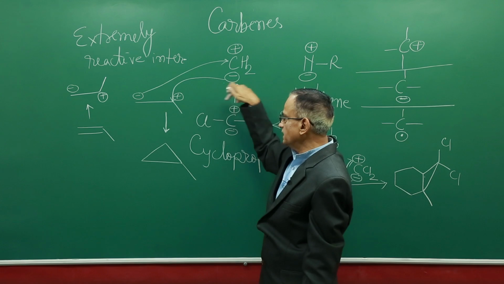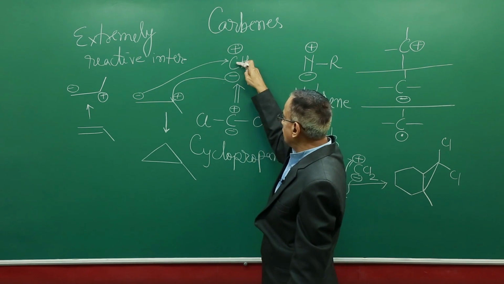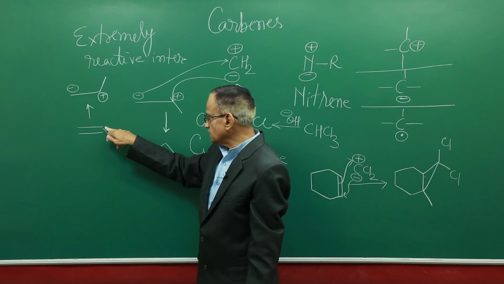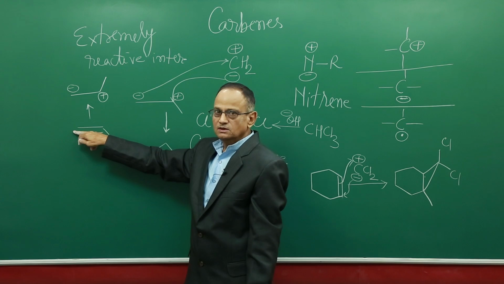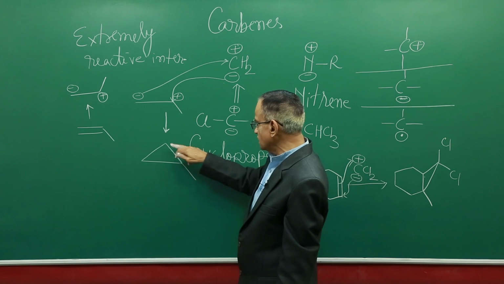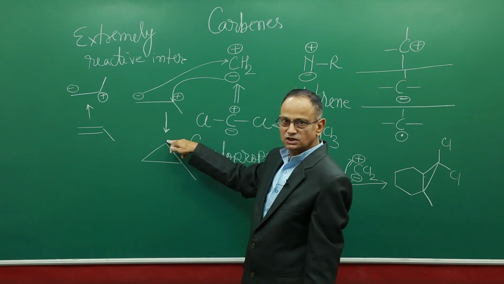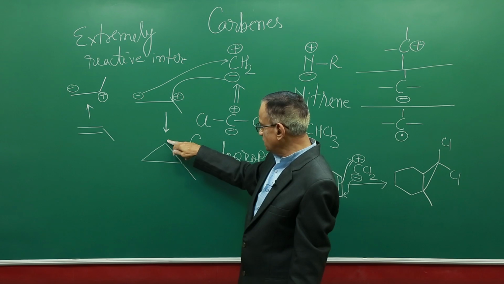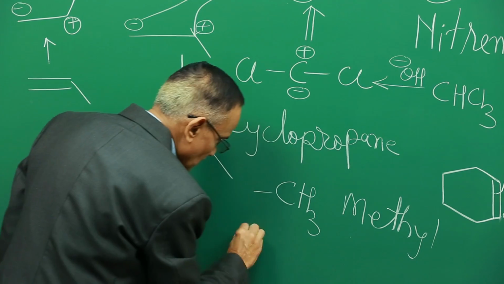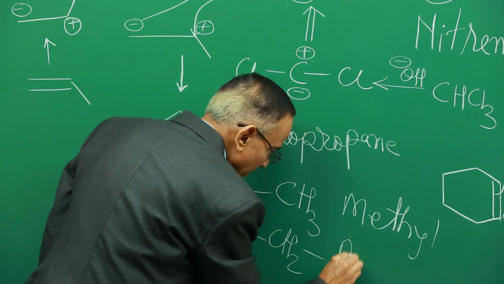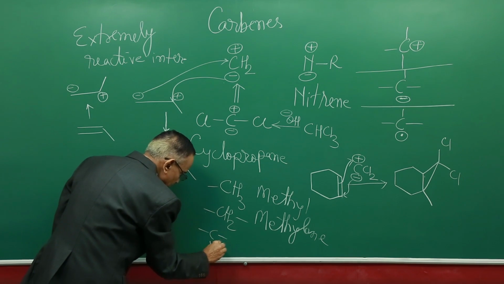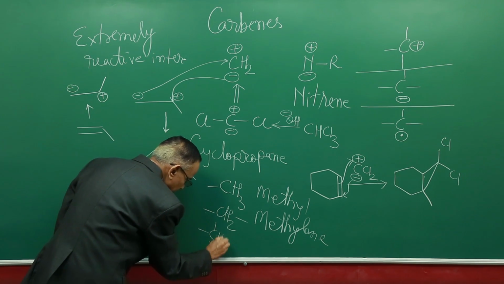Now, what is the effect of this? The effect is you have introduced a CH2 group between the two carbons. So this is one carbon, this is another carbon. So the product formed is a cyclic one because both the carbons are now connected to one carbon which is CH2. And CH2 is methylene. CH3 is methyl. CH2 is called methylene and CH is called methine.